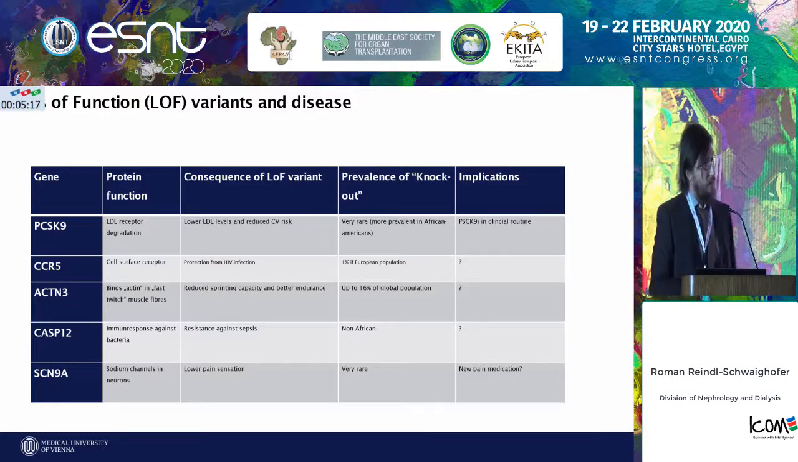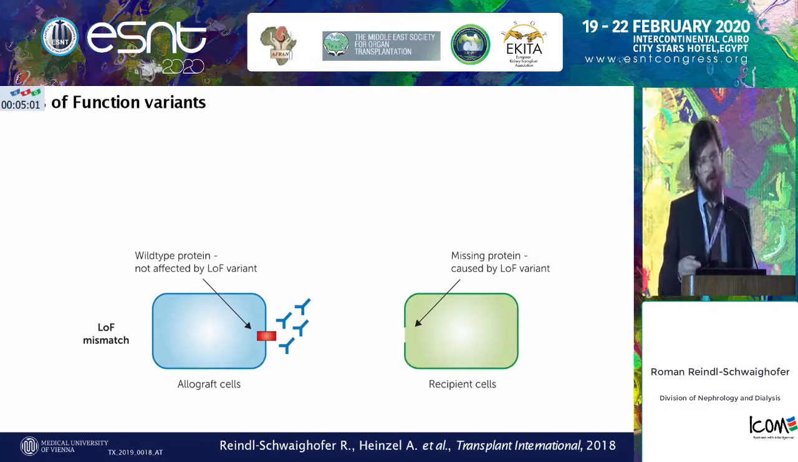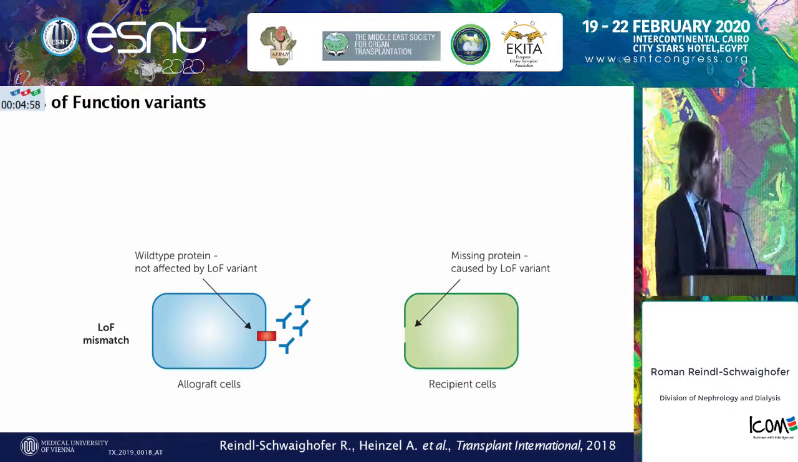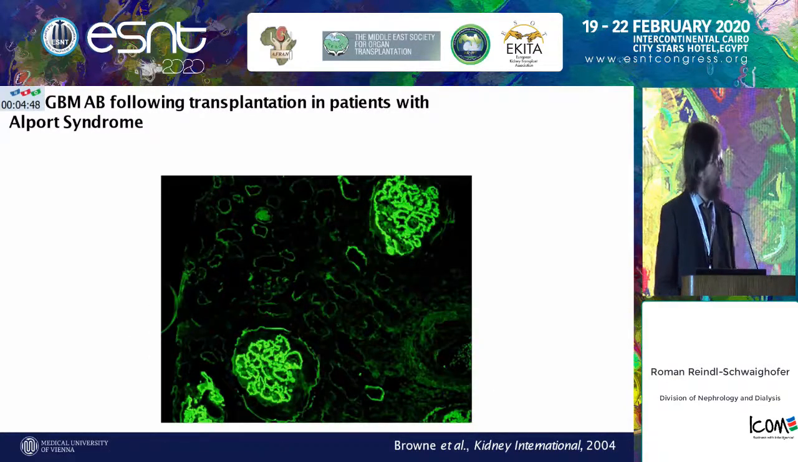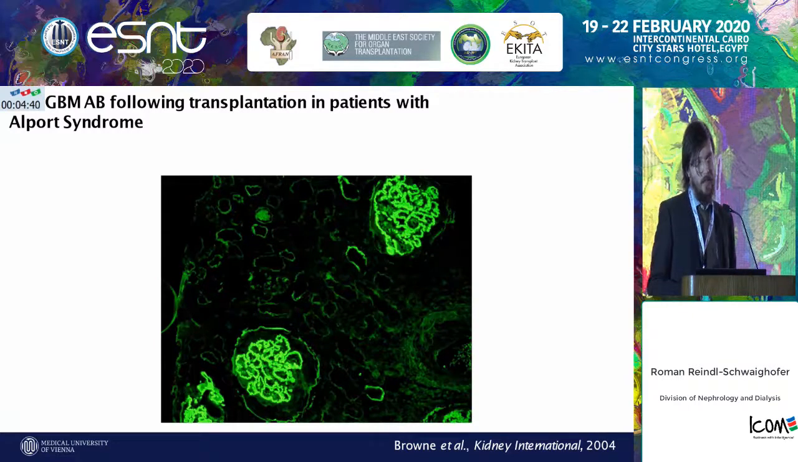So loss of function variants are present and common in humans. Most of the time they do not have any effect on the phenotype, but some of them can be druggable targets. And in our specific concept, we hypothesized that when a recipient carries a homozygous loss of function variant, so he's completely absent of this specific gene product, when the donor introduces this protein through transplantation, this will also induce an alloimmune response. A very prominent example for this concept is the anti-GBM antibody disease following transplantation in Alport syndrome.